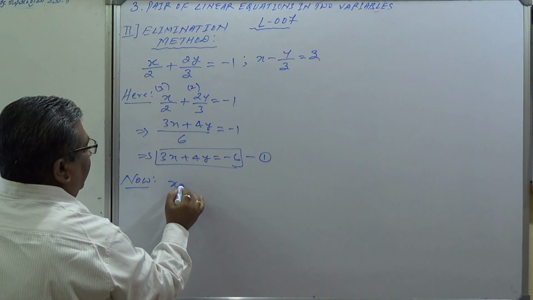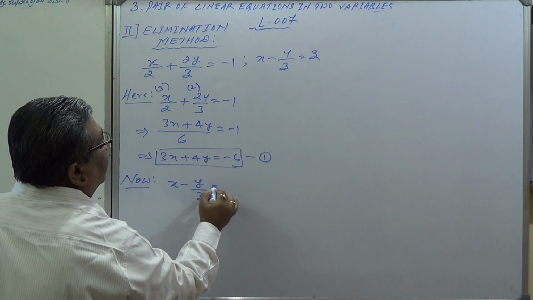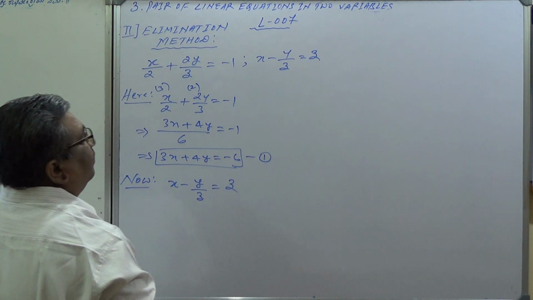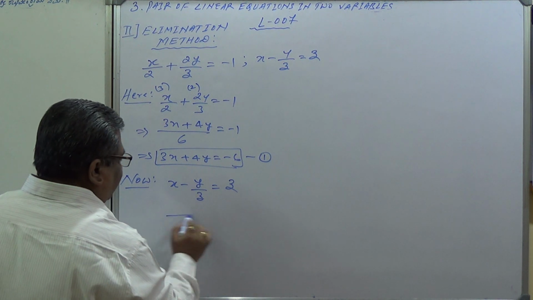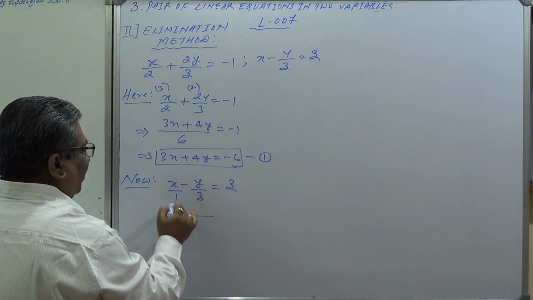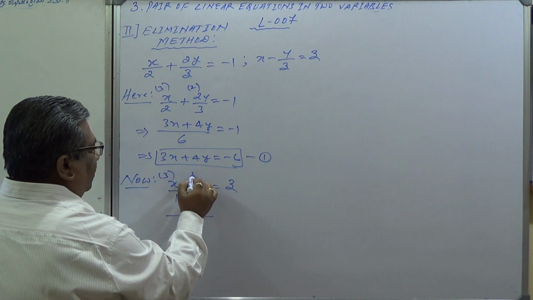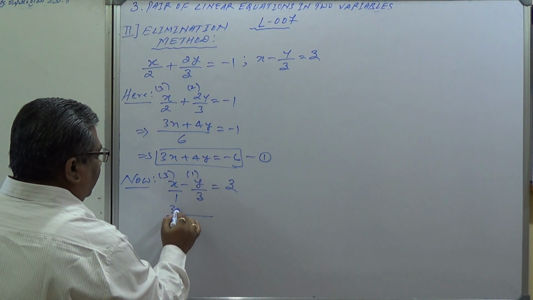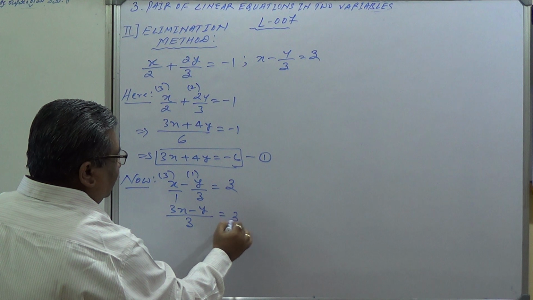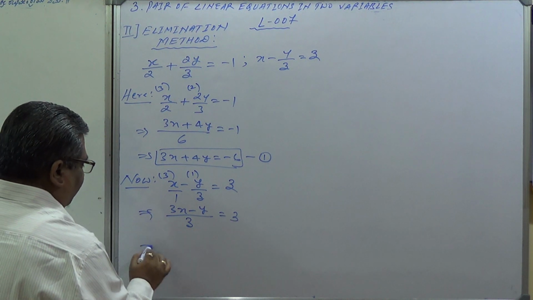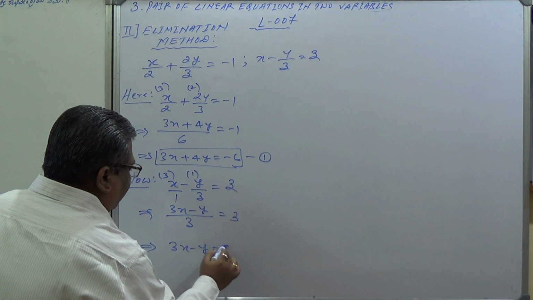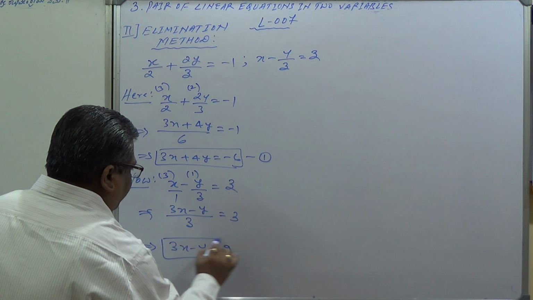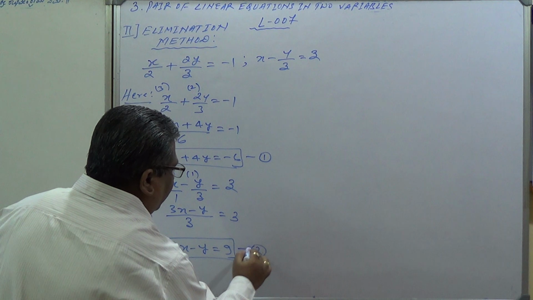Now consider x minus y by 3 equals 3. Take LCM once again here. 3. Here it is 1. 1 3s are 3, 3 1s are 3. Therefore 3x minus y equals 9. This is equation number 2.